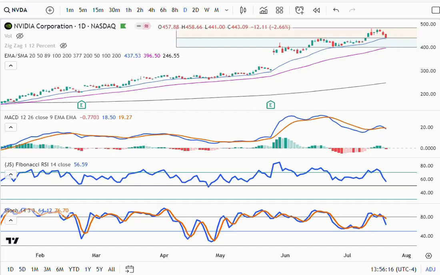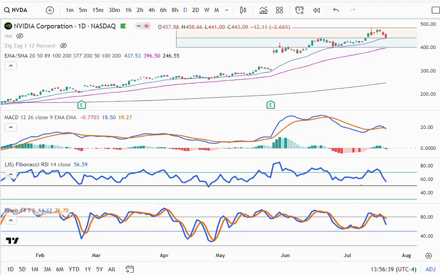Now, on a daily basis, the momentum indicators are still positive. You can see that RSI is still above the 50 level, so that's good. MACD is beginning to move lower, but still remains above 50. So we'll have to see how things play out in coming days, with regards to the momentum indicators.